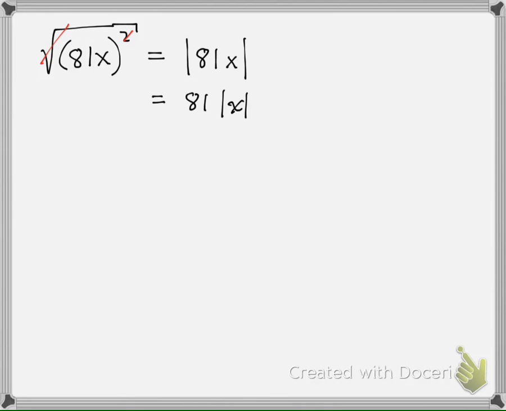Let's try one more. The square root of a plus 4 squared. See what you come up with. Very good. So here, you canceled out the square and the square root, and you were left with the absolute value of a plus 4.